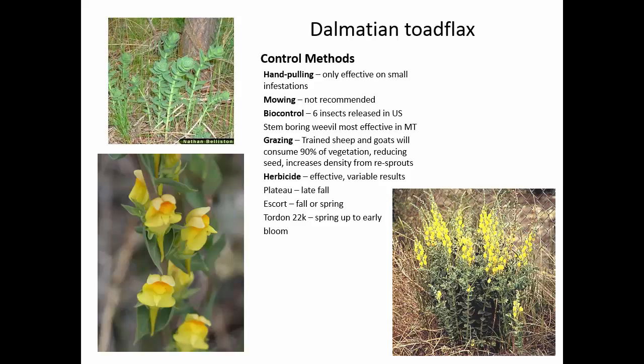Dalmatian toadflax, another one. Ornamental planting escaped. A plant like this produces like 500,000 seeds. They're like poppy seeds, they're little. The leaf is very waxy if you rub your fingers on it. It's not a great one for hand pulling unless it's a very brand new infestation, because it has a tremendous underground root system. It kind of grows like an aspen grove would grow.